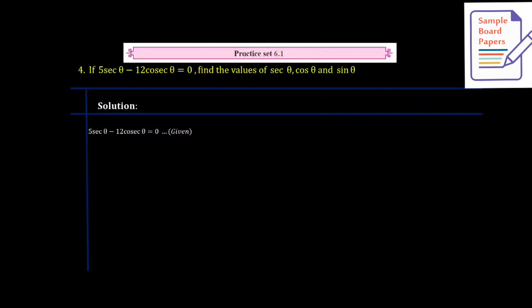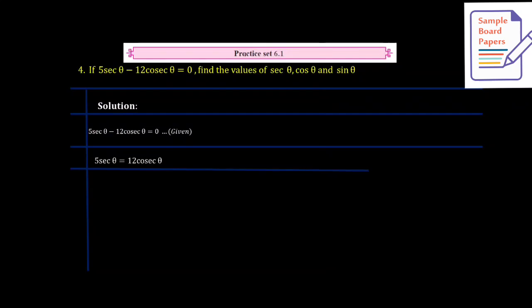So arrange it first. Minus 12 cosec theta we can send to the right hand side. If a negative term goes to the right hand side, it becomes positive. So 5 sec theta equals 12 cosec theta. Now next step: 5 sec theta means 5 multiplied by sec theta, and 12 cosec theta means 12 multiplied by cosec theta. So multiplication will become division now. So take trigonometric ratios on one side and numbers on one side.